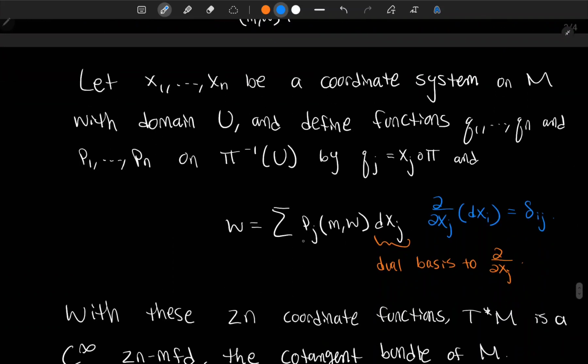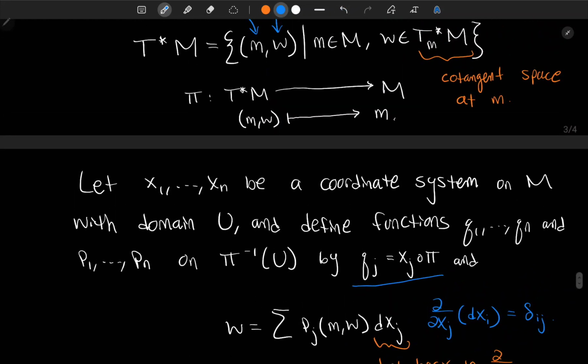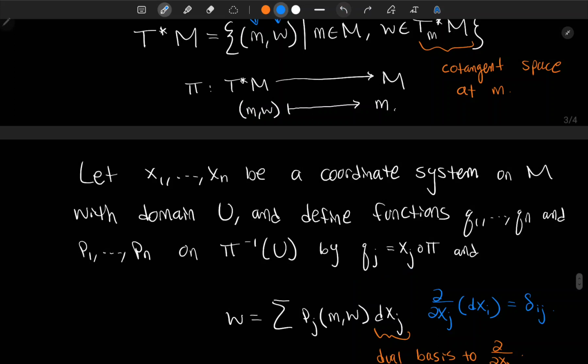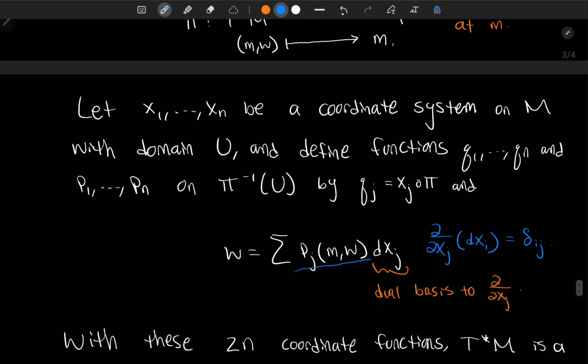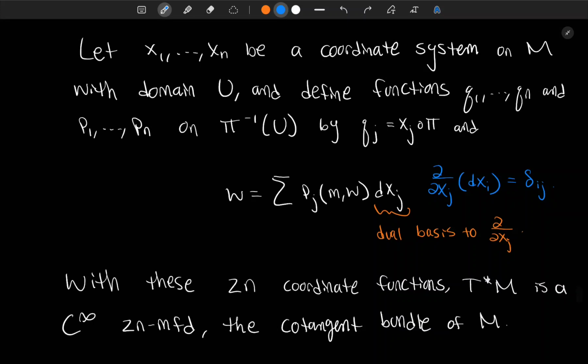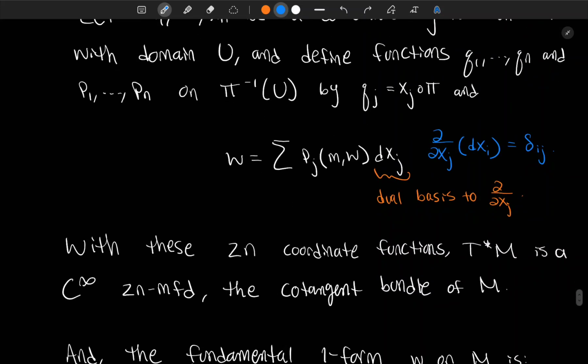Here, those n numbers are given by the p_j's, and the q_j's help us to define m. So the reason that we have q_j and p_j is that q_j helps us to define m entirely, and then p_j helps us to define w entirely. So that's why we have two n coordinate functions, because the tangent bundle and the cotangent bundle are two n-dimensional spaces. They're two n-dimensional manifolds even.